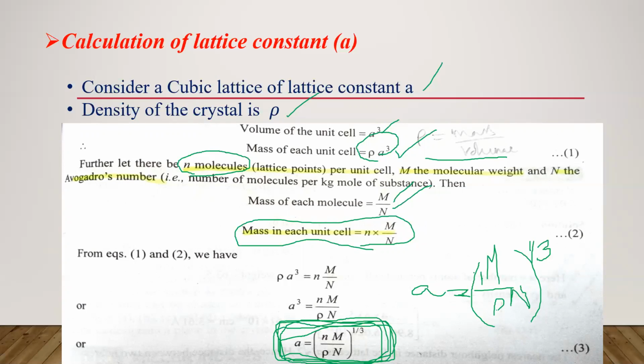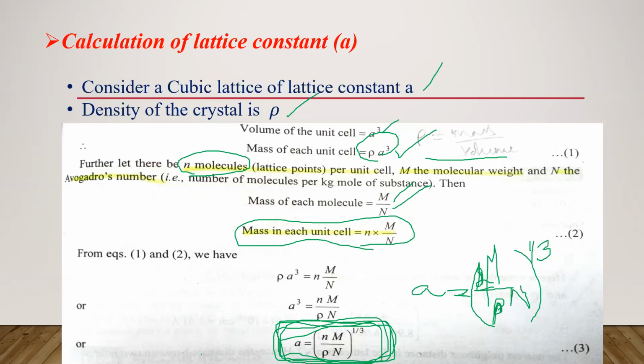For a body centered cubic, we have lattice points 2, so I will replace n by 2. For a face centered cubic structure, the number of lattice points is 4, so I will replace n by 4. So 4M by rho N, whole power 1 by 3. In this way, we can calculate the lattice parameter for different types of cubic crystal systems using this formula: A is equal to nM by rho N, whole power 1 by 3.